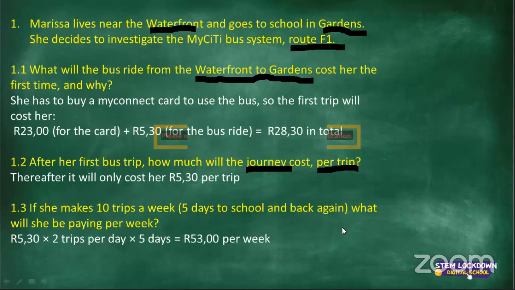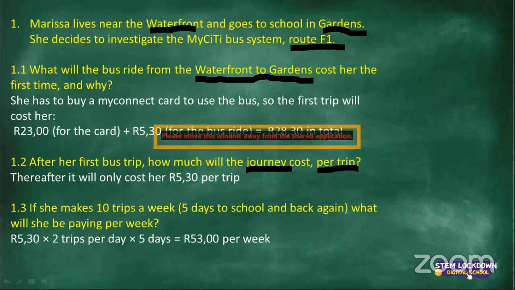So it's 53 rands per week. Everyone there who's in the chat box answered correctly. It's 5 rand 30 multiplied by 2 trips per day multiplied by 5. Or you could just say 5 rands 30 multiplied by 10. Either way, we are getting 53 rands per week. Everyone seems to be on the same page as me, so I'm going to move on to the next slide.